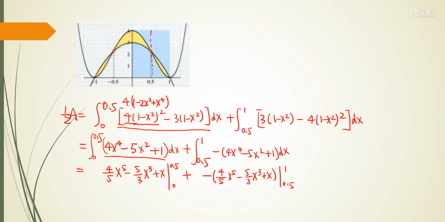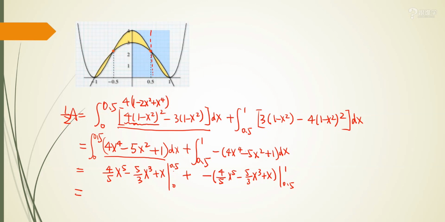Evaluated between 1/2 and 1. Okay, that's it. Why not have a check whether it is right or not? You better check before going on. x to the 4th power will give you a denominator 5, and the exponent is going to be 5. And for x squared, denominator 3, and exponent 3. And for 1, it's going to be x. Okay, good. Looks good. Let's proceed.